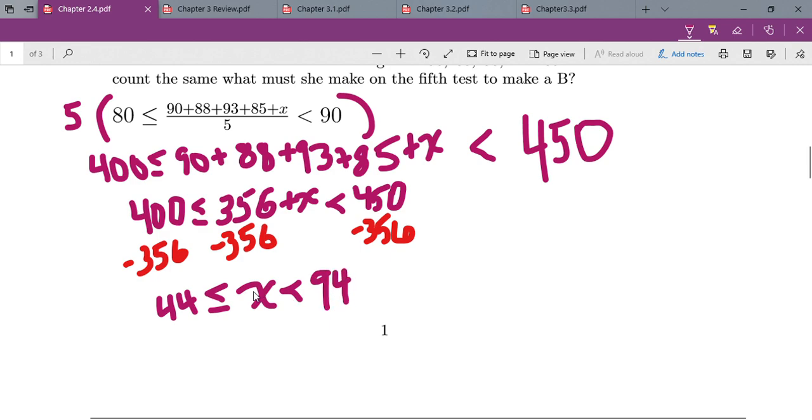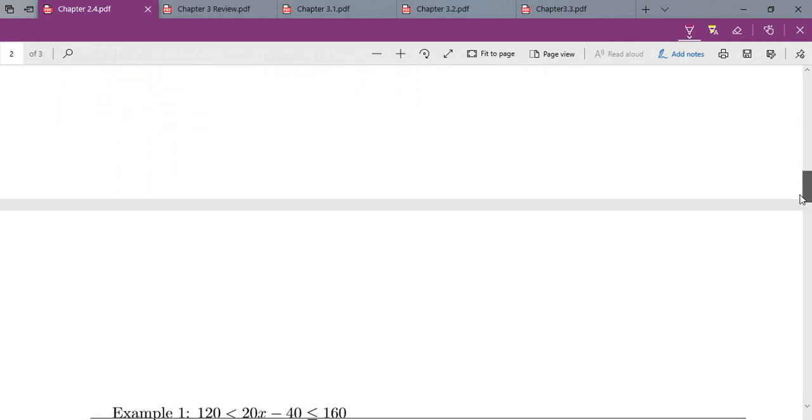So if she makes a 44 on up to a 94, she will make a B. If she makes a 94, she'll actually make an A, but if she makes anything less than a 94 on down to a 44, she will make a B in the course. And that is how double inequalities work.